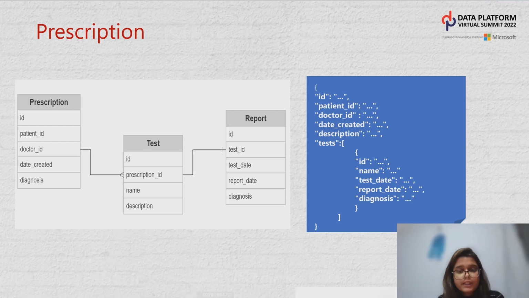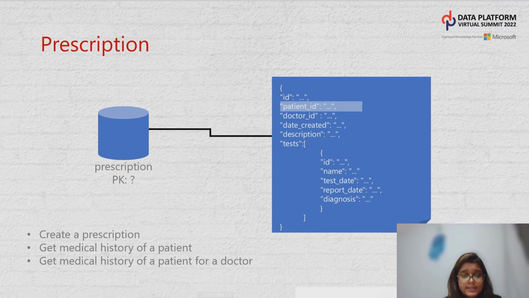When we talk about the query patterns, we have queries like get medical history of a patient. So that requires getting the prescription as well as all the test and report associated with that prescription. So it does make total sense to include them in a single document. So now we have test as a list passed into the prescription document.